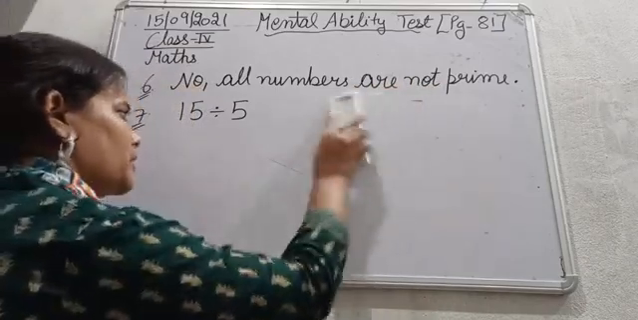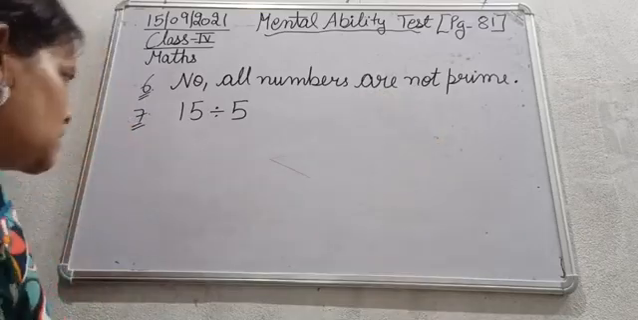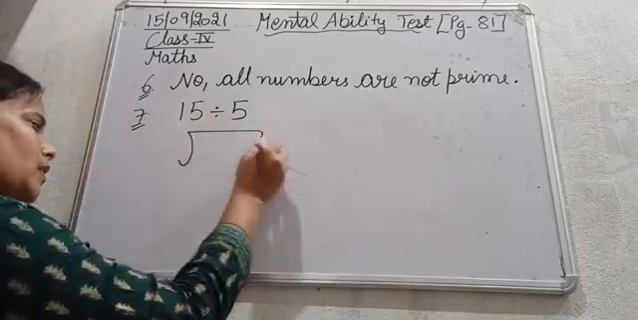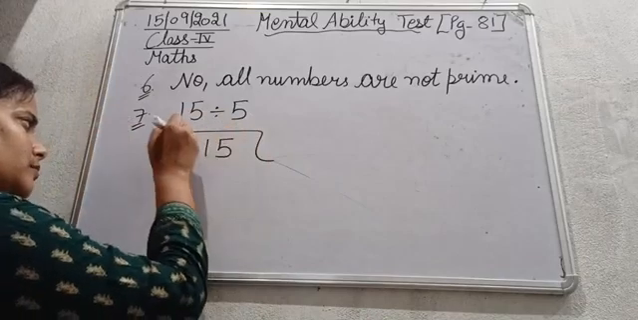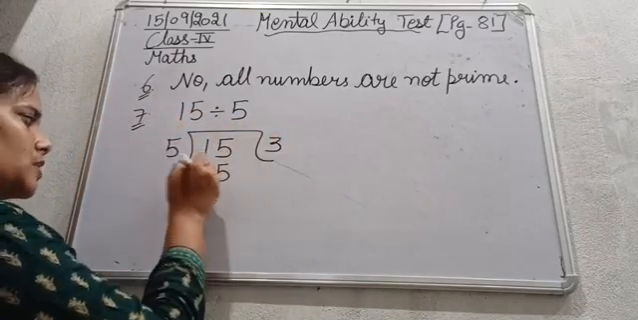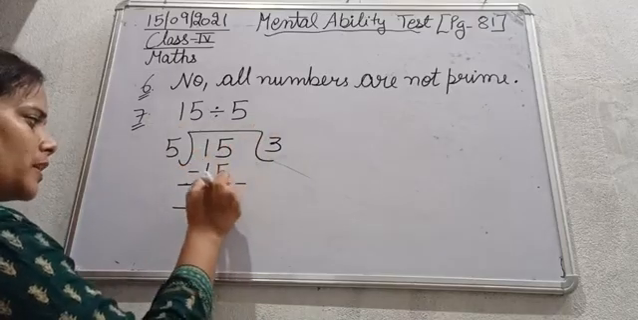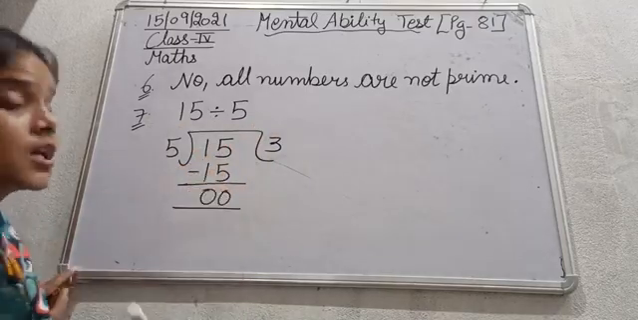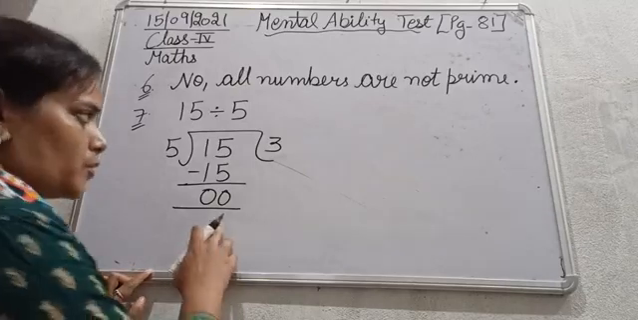15 divided by 5. 5 threes are 15. 15 minus 15 is 0. So there is no remainder.